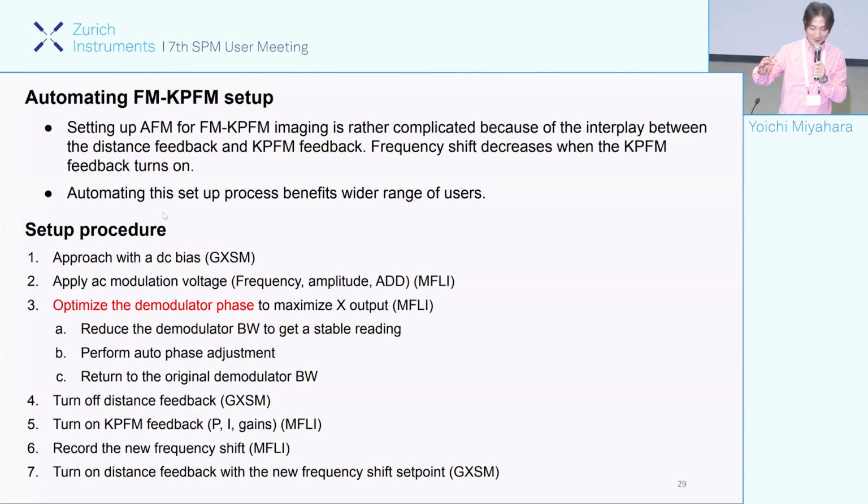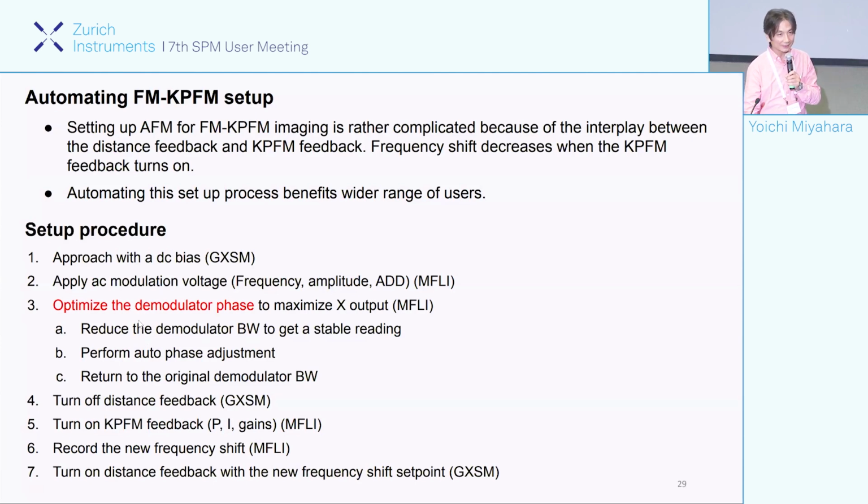But assuming this is done, students need to approach the tip with the DC bias. This is the GXSM part. And then we have to apply the AC modulation voltage for KPFM. You have to set the frequency and amplitude, and you have to click the add button in the MFLI control panel. And then the crucial part is to optimize the demodulator phase to maximize the X output for KPFM feedback.